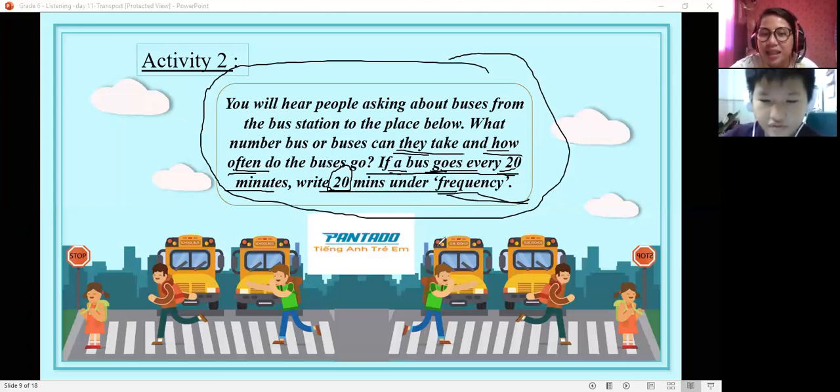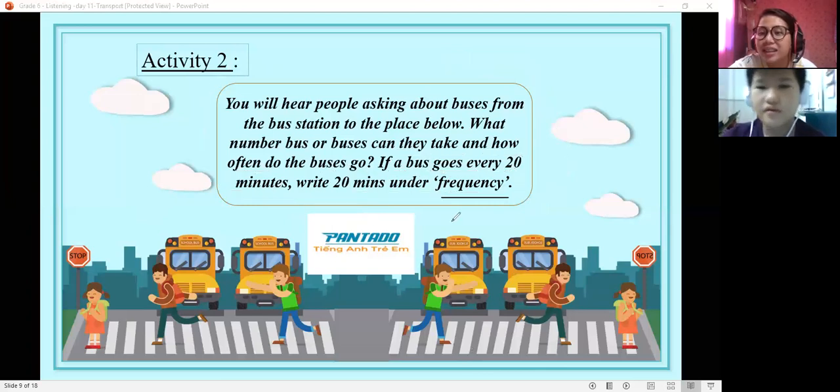Again, Dong, can you read? If a bus goes every 20 minutes. Very good. Write 20 minutes under frequency. Frequency. Okay, look at my mouth. Fre. Fre means Quen. Frequency. Again, frequency. Frequency. Very good, Dong. Okay, very good.